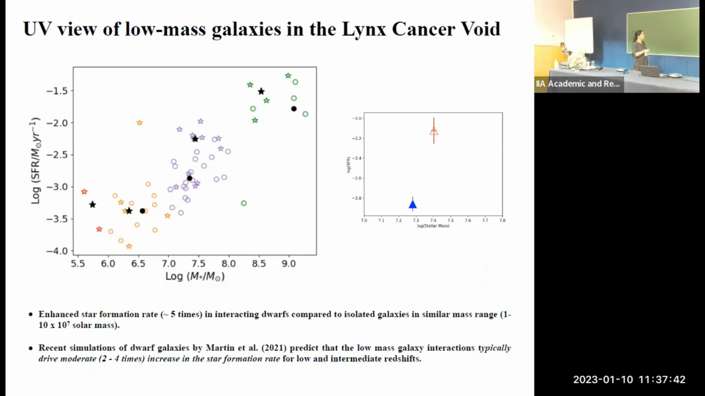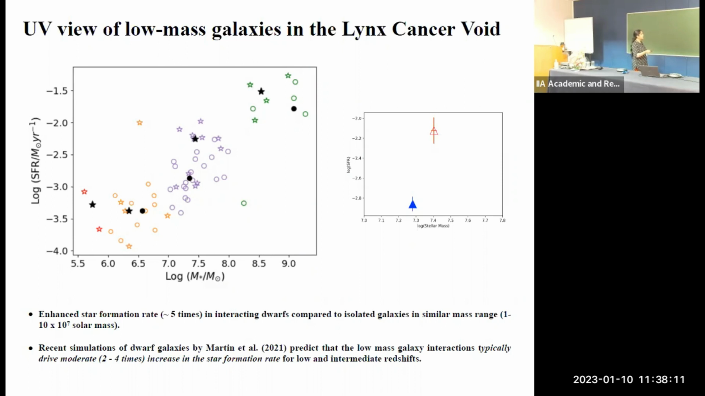And these open circles are isolated samples, and open stars are interacting systems. This black star and circle are the median values for different mass ranges, because we have to compare the star formation rate for a particular mass range with a similar mass range. What we see is that for the majority of the sample, we have enough sample in this particular mass range, 10^7 to 10^8 stellar mass. So here we do see some kind of enhancement in star formation rate.